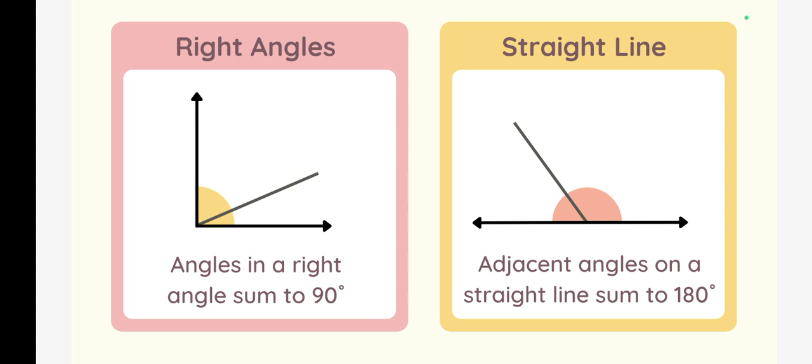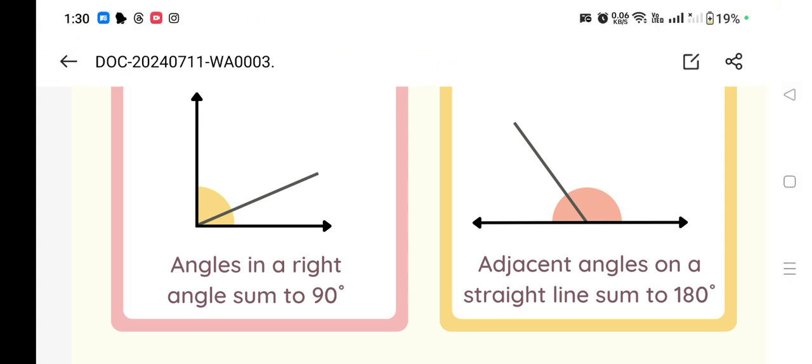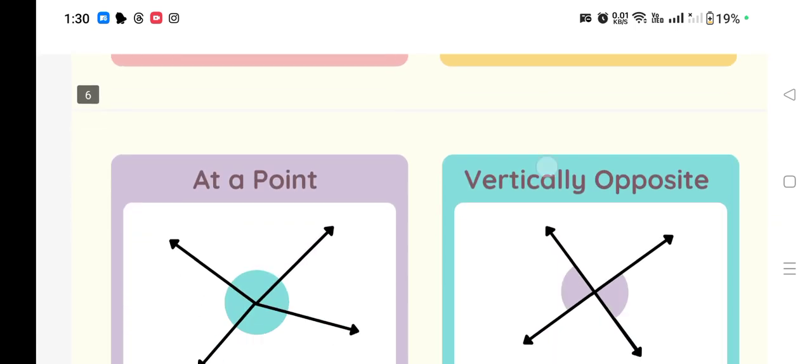In the same way, if this angle is 60 degrees, then the remaining small angle needs to be 30 degrees. 60 plus 30 is 90 degrees. So the sum should always be 90 degrees in a right angle. These are some of the facts.